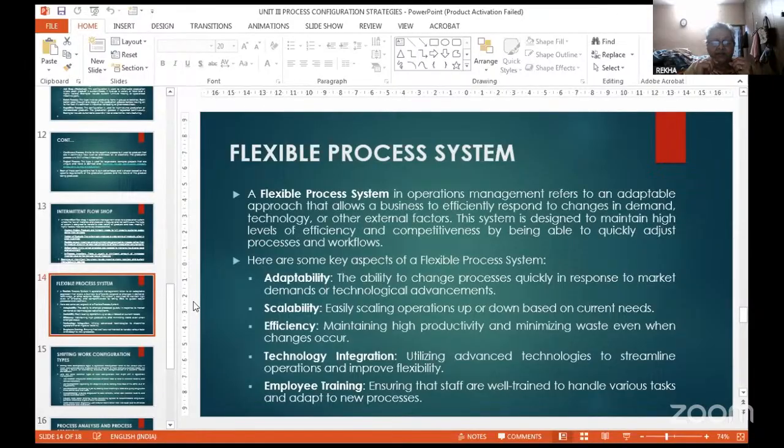Adaptability is one thing, you have to be there. Scalability is another thing. Efficiency has to be there. Technology integration has to be there. Employee training has to be there. This is similar to your intermittent flow.